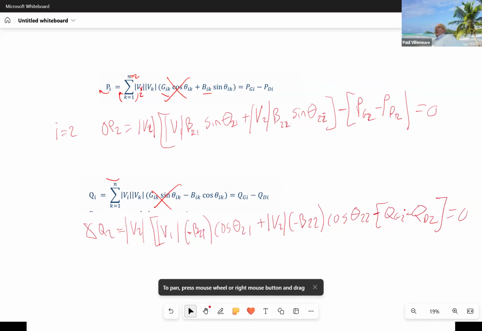Okay, so these are valid equations. But if I can simplify them a little bit, it might make my life easier. So let's see if I can simplify. That is the magnitude of V2. That's an unknown, so no simplification there. Do I know anything about V1 magnitude?